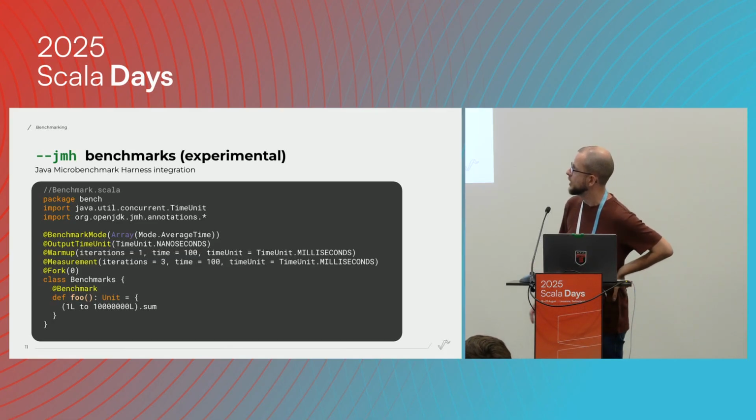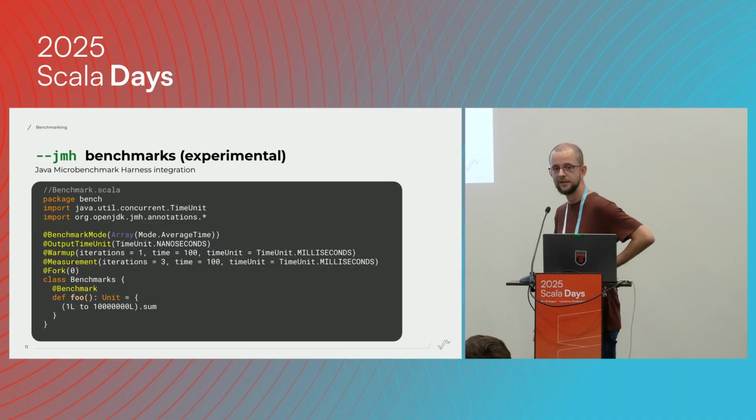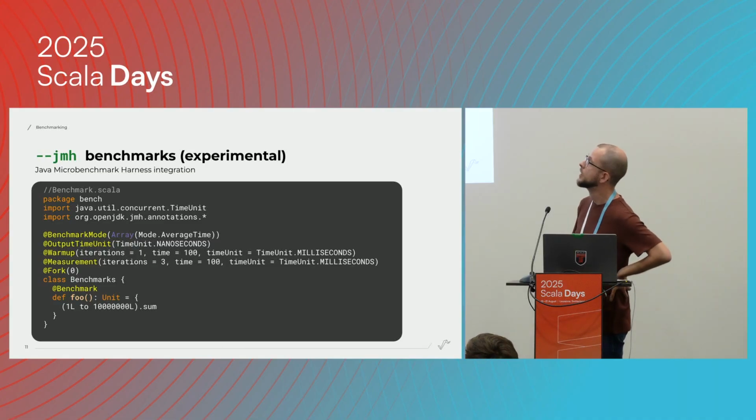Next, --jmh. Anyone? Okay, so this is nothing else than a simple integration with the Java Microbenchmark Harness. It is experimental in that I didn't see it tested anywhere in production, but I actually don't know how to break it. So when I get more feedback, it might be advanced. What it does is basically provide all of the dependencies for the Java Microbenchmark Harness when you want to run your benchmarks. It overrides the main class and does the whole bootstrap for you.